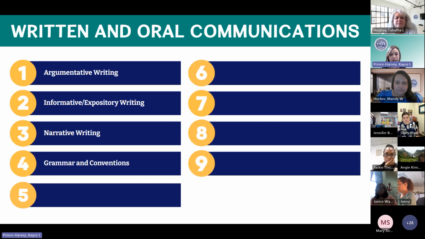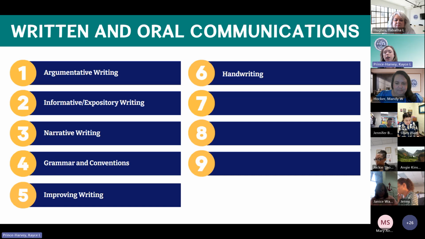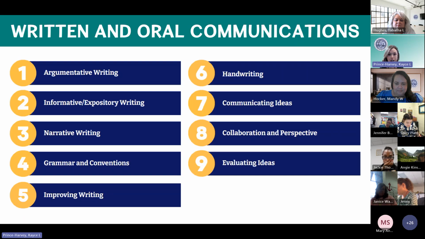We then have our 4th standard on grammar and conventions. If you have not had an opportunity to look at the grammar and conventions matrix, we do have a support document specifically for communications 4. So you can see those grade level expectations for grammar and conventions. Standard 5 is going to be improving writing, and that is going to speak to both editing and revising, much more clearly articulated and defined in our glossary with the 2023 standards. Standard 6 is going to be your handwriting standard. And then 7, 8, and 9 are going to speak to your oral communications, your collaboration, your presenting through communicating ideas, collaboration and perspective, and then evaluating ideas.